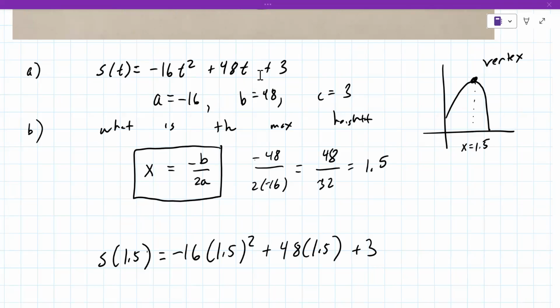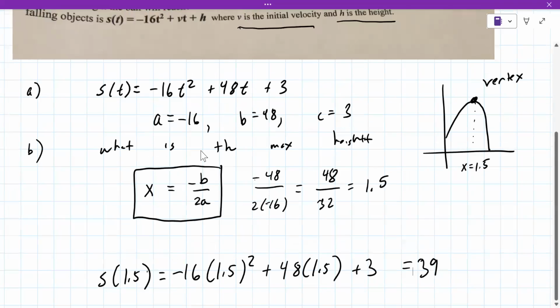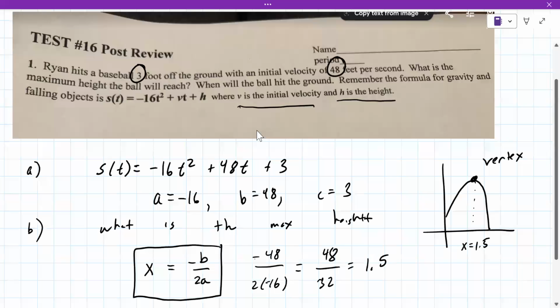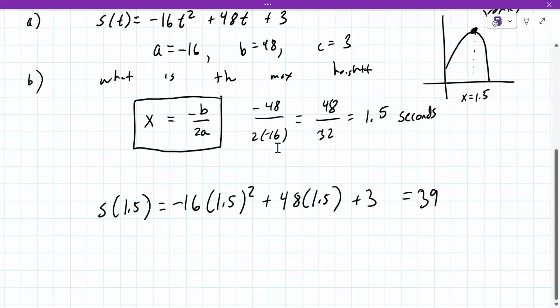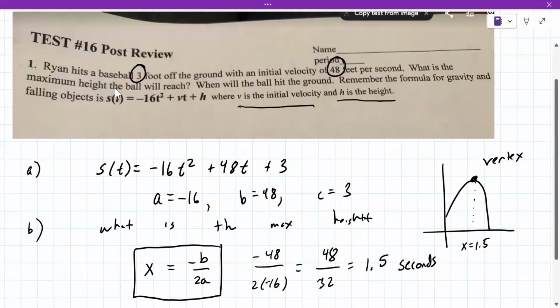I got 39. You're good. And then you just want to make sure you put the units in. For example, the time, we didn't do a good job. It's my fault. It's 1.5 seconds. The distance off the ground is in feet, so it's 39 feet, like that. All right, so that's this first question. What's the maximum height that it'll reach? You have to find the vertex, both the x and the y.